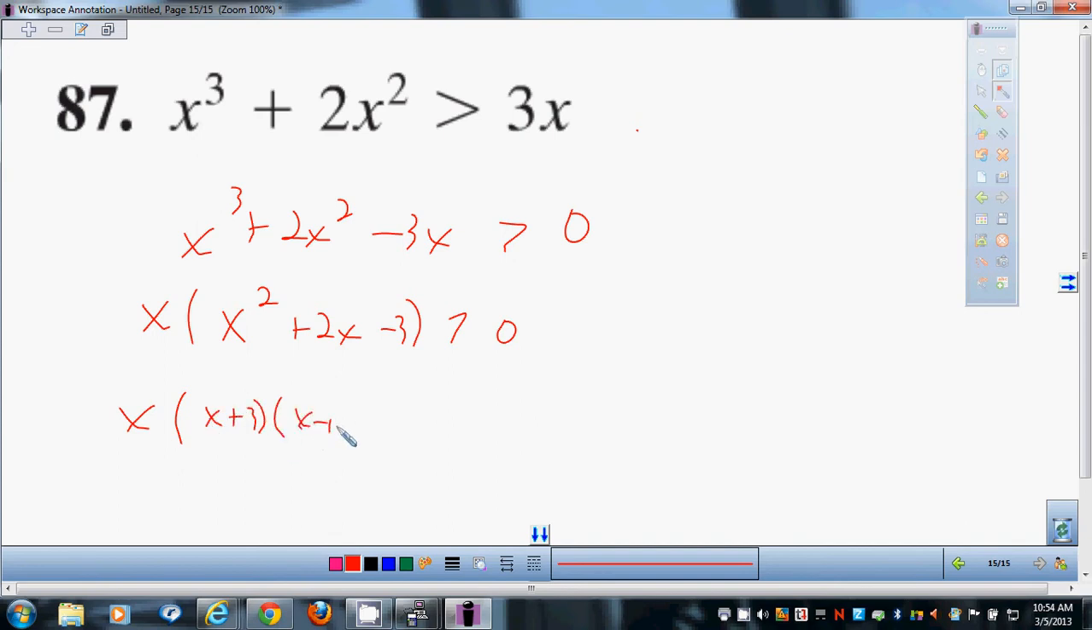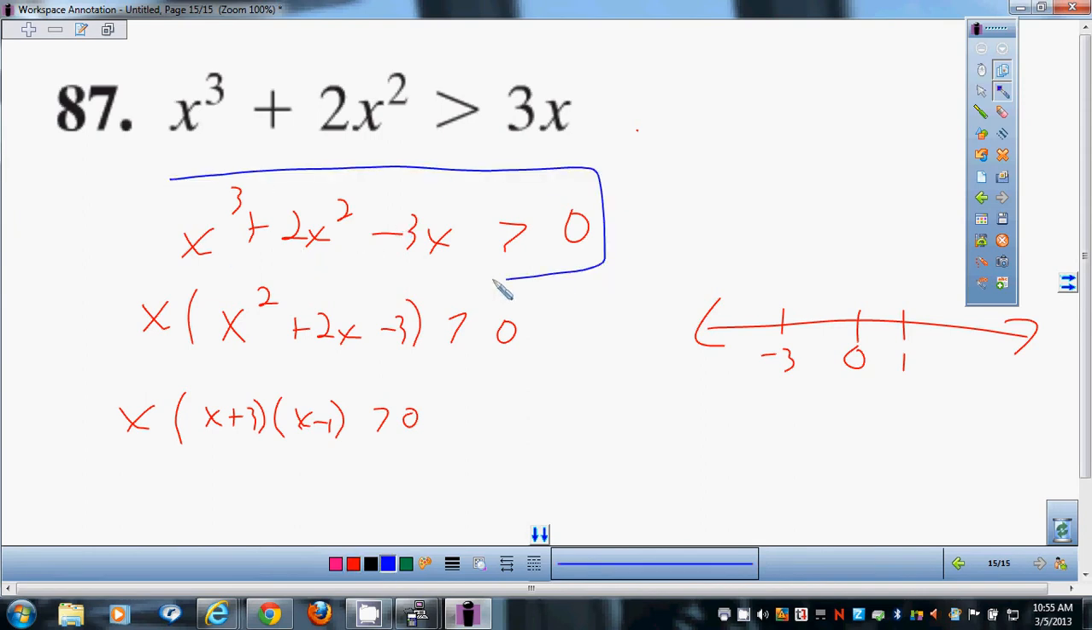Negative 4. Let's just use this function right here. Negative 4 cubed, negative 64, plus 32, minus or plus 12. So that'll be a positive number. Is a positive number greater than 0? Yes. Shazam! Check mark. Oh, was it negative? Oh, oops. Sorry. So it would not be greater than 0.